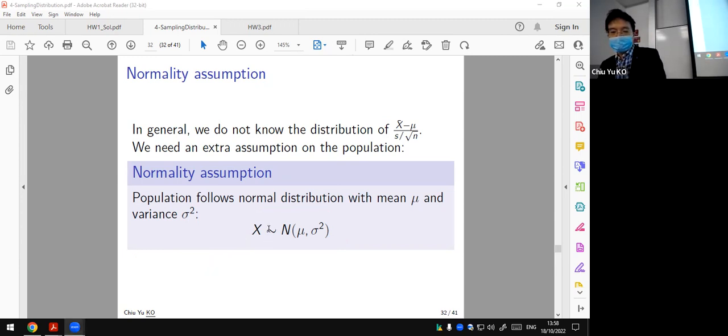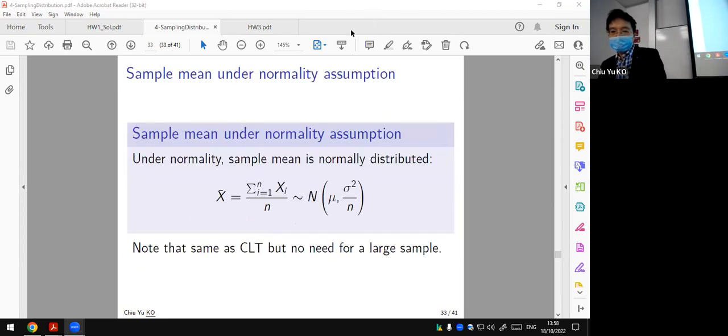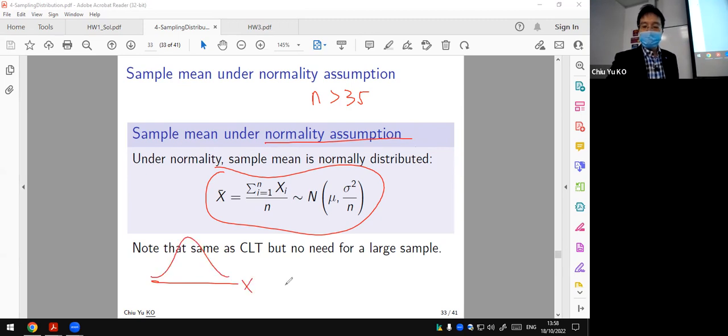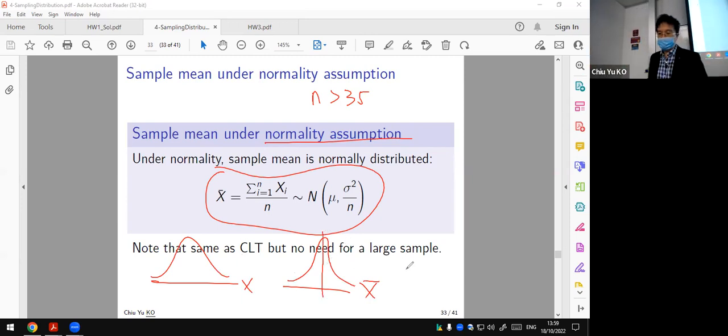If the underlying population is a bell, we can have a much stronger result than the central limit theorem. The central limit theorem said n bigger than 35, this thing holds. But under normality, this is true for any n, even if n equals 1, because you start from a bell, and the sample mean is also a bell. But it's of course much narrower because it has a smaller variance. You can see the curve I draw shrinks. We start with a bell, and at the end we have a narrower bell.